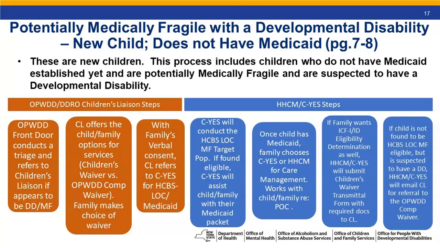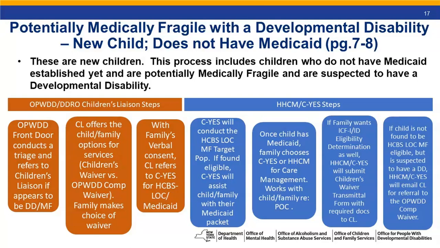In the first box, OPWDD, the front door conducts a triage and refers to the children's liaison if the child appears to have a developmental disability and may also be medically fragile. The children's liaison offers the child family options for services, so a choice of 2 waivers to pursue, children's waiver or the OPWDD comprehensive waiver, and the family makes the choice of the waiver.